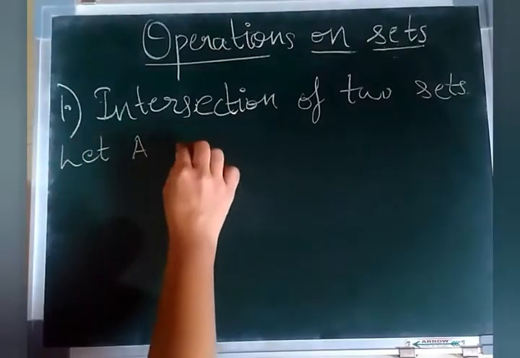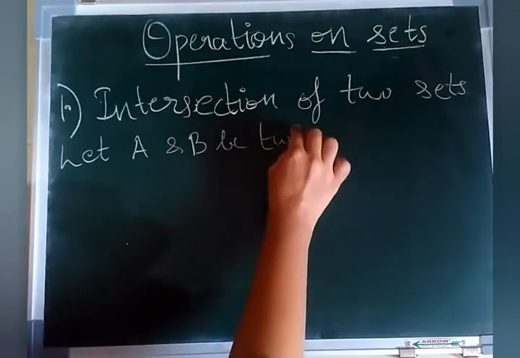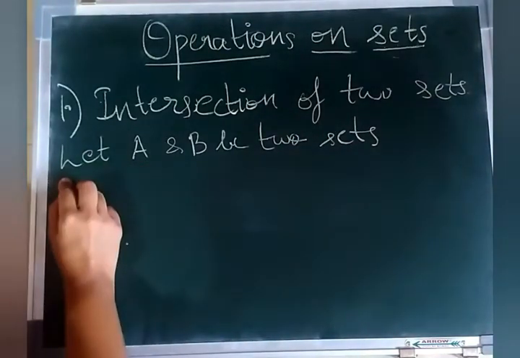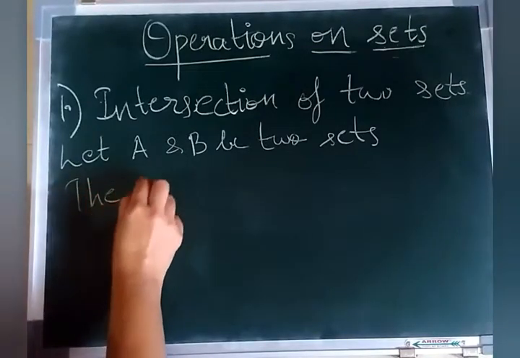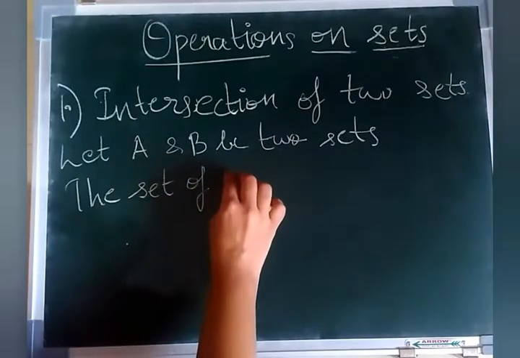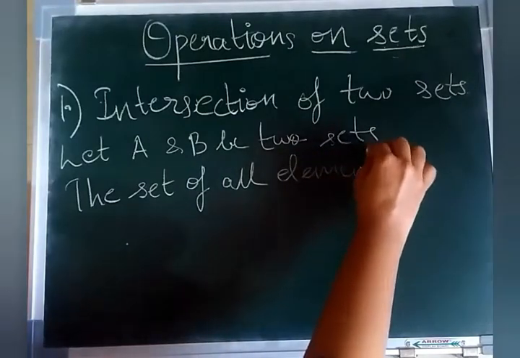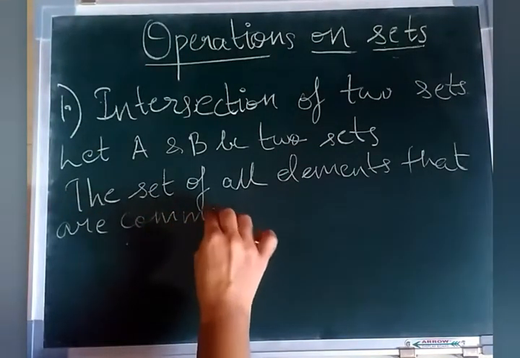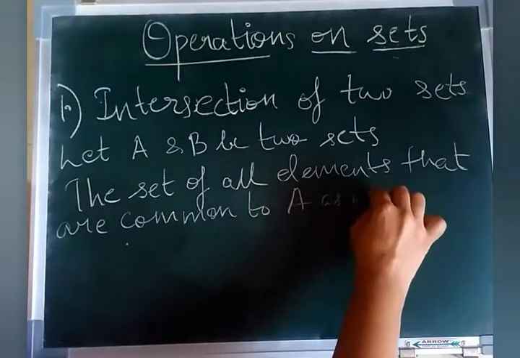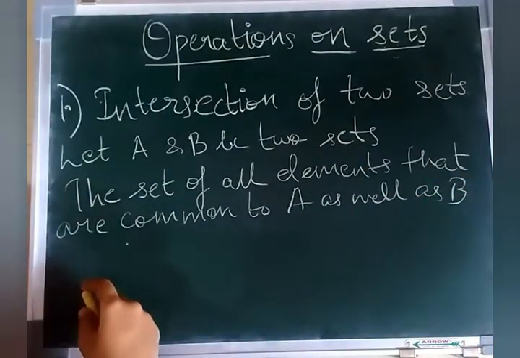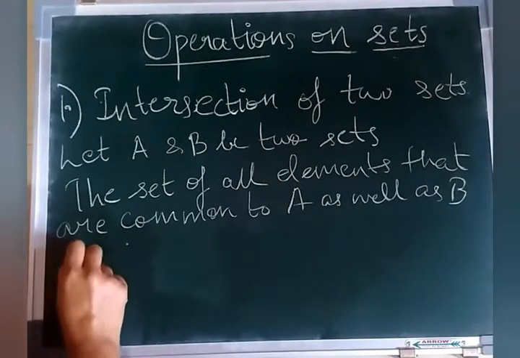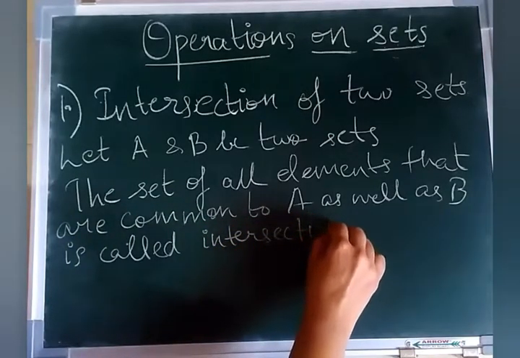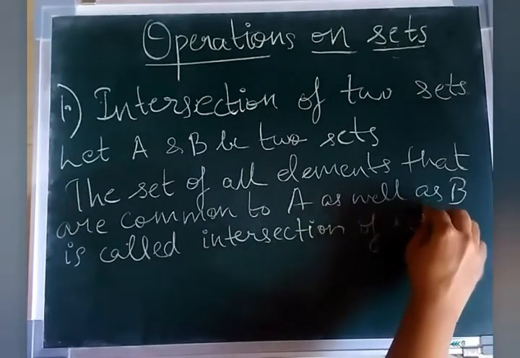Let A and B be two sets. The set of all elements that are common to A as well as B is called the intersection of sets A and B.